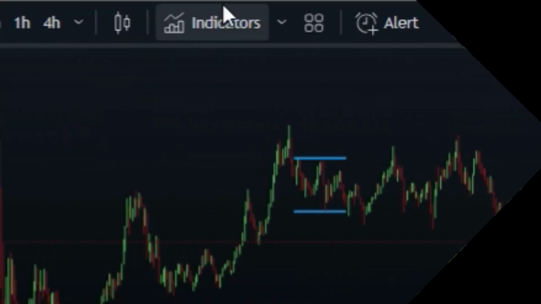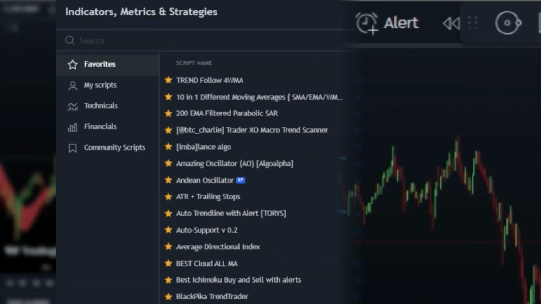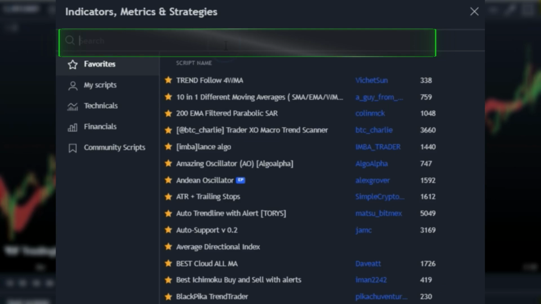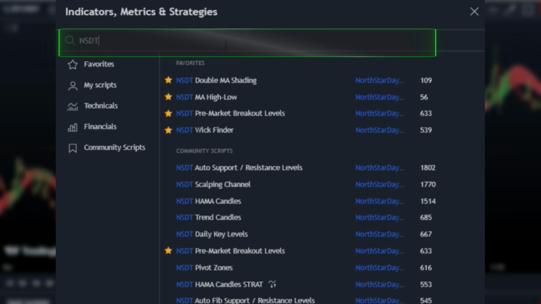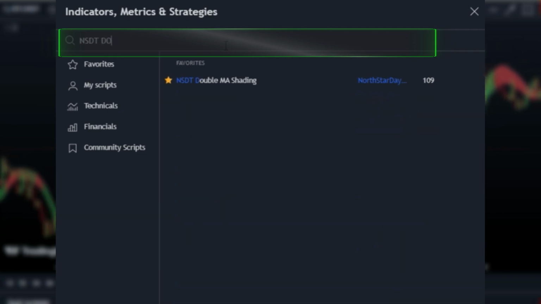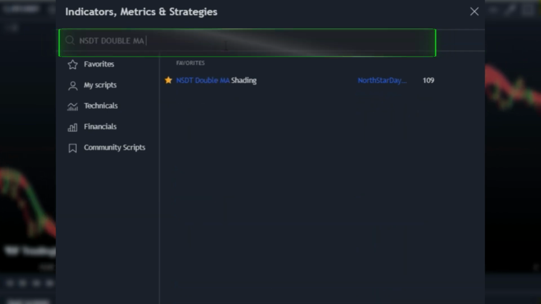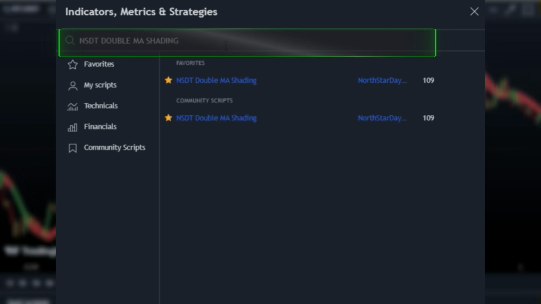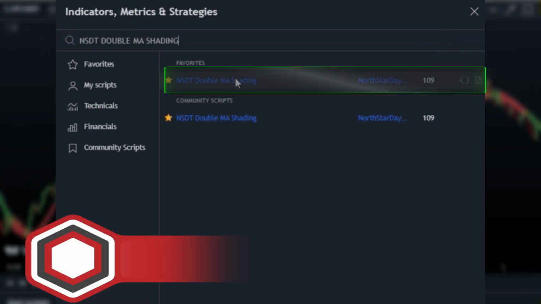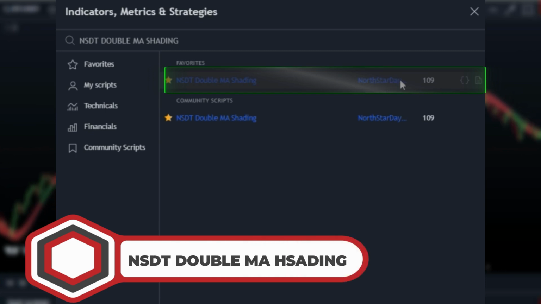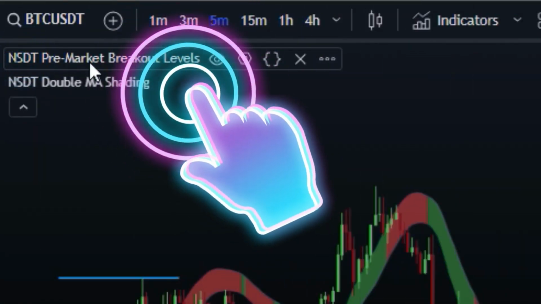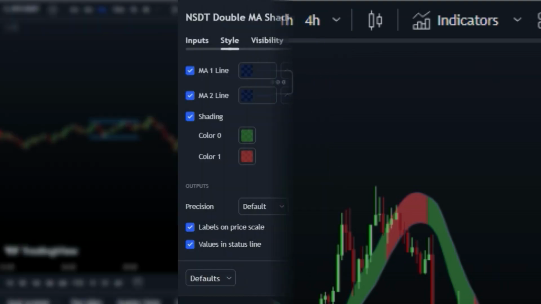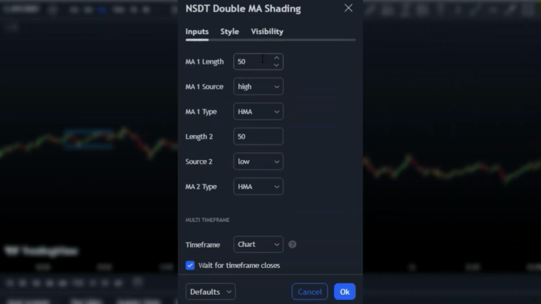Alright, let's introduce our second indicator, the NSDT double MA shading. But before we jump in, we need to make a quick pit stop at its settings to fine-tune some parameters.